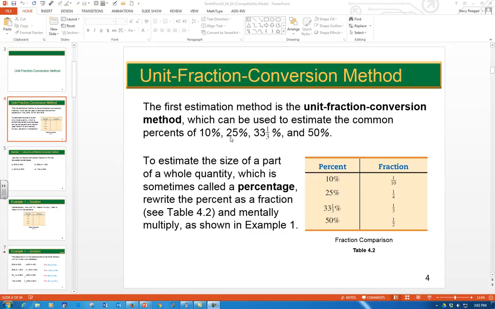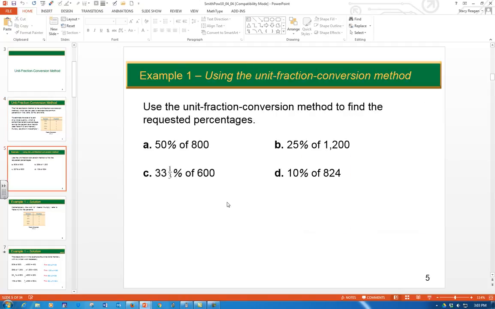If I wanted to do 25%, think about money. A quarter, if you look at money in terms of a quarter versus a dollar, there are 4 quarters in a dollar. So if you're using 25%, you would divide by 4. If you're using 33 1/3%, you would divide by 3. And 50% is half, so you would divide by 2. So you can look at these numbers and just figure out the percentage just by doing some quick math in your head. So let's look at these examples.